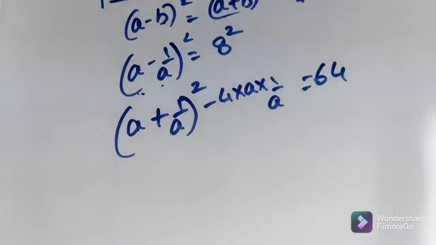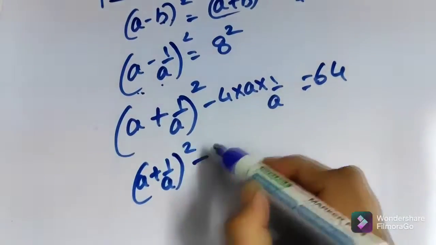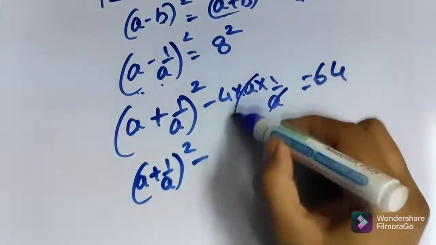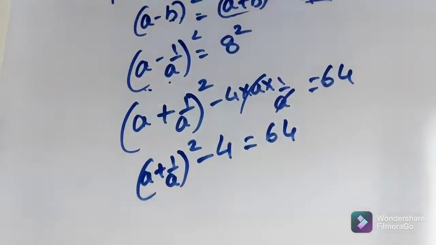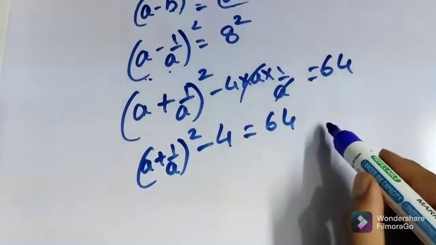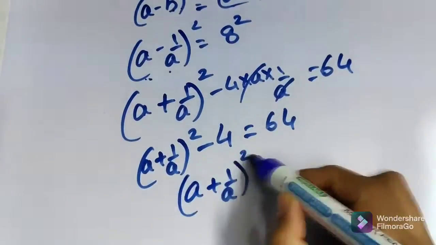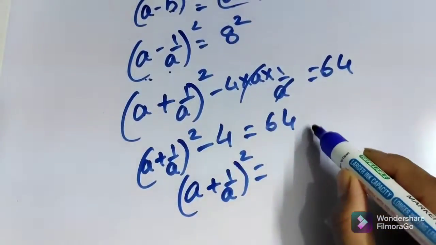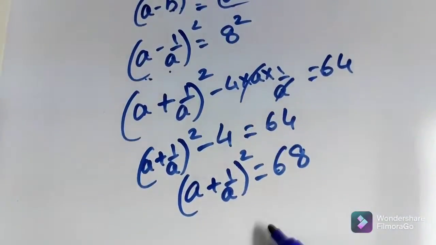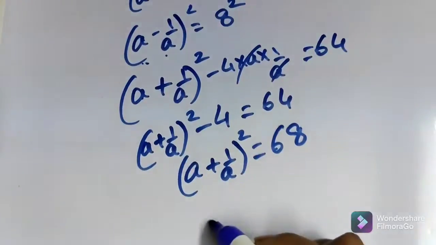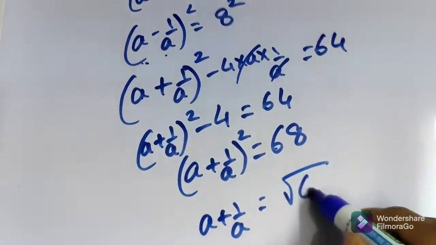Now a plus 1 by a square as it is, we have a getting cancelled and minus 4 is equal to 64. Now let's shift this minus 4 to the other side. We get a plus 1 by a square is equal to, when it shifts that side it becomes plus 4, right? It becomes 68, isn't it? But this is a square value. We are supposed to find only a plus 1 by a. So we have to find the square root of 68.